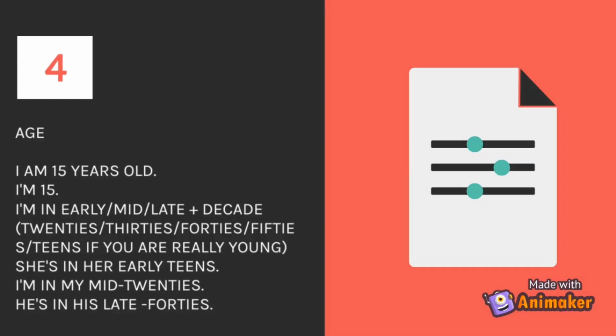Now, if you don't want to specify your age, then you can use these sentences. I'm in my early, mid, late, and then you have to mention the decade. For example, 20s, 30s, 40s, 50s. You can even use teens if you are really young. For example, she's in her early teens. I'm in my mid-20s. He's in his late 40s.